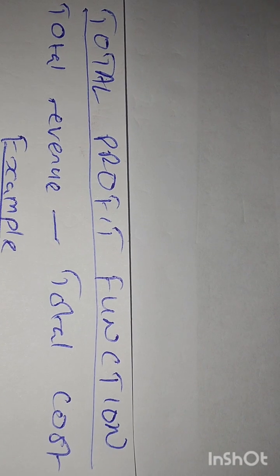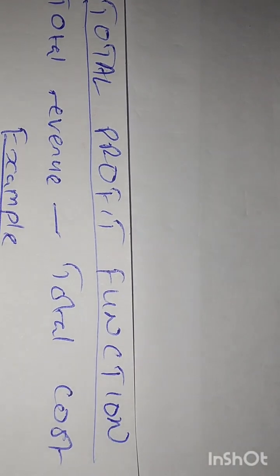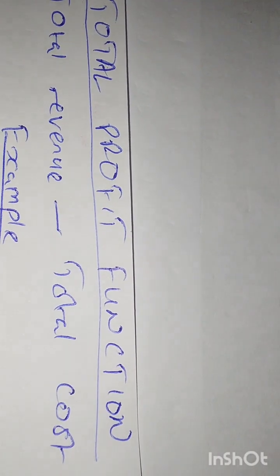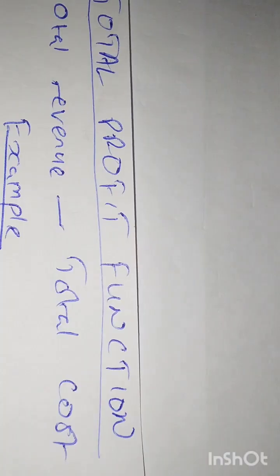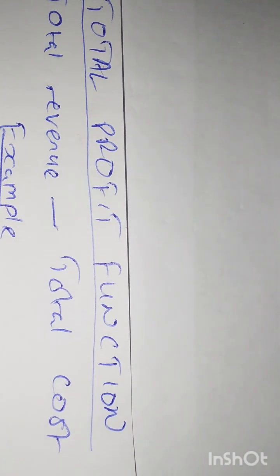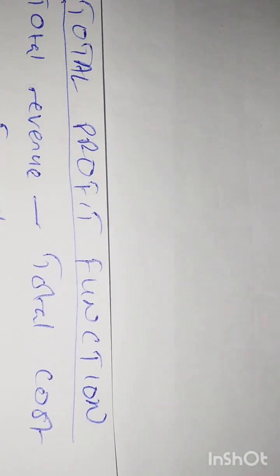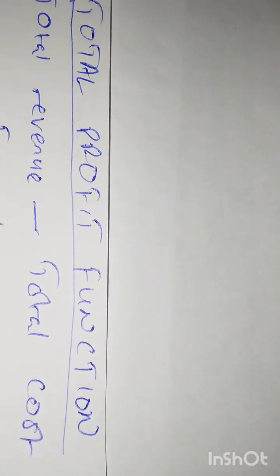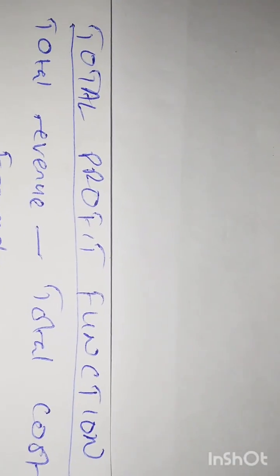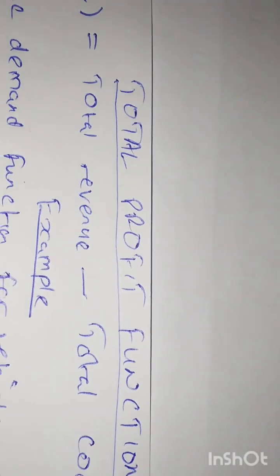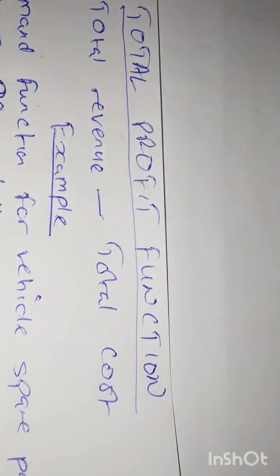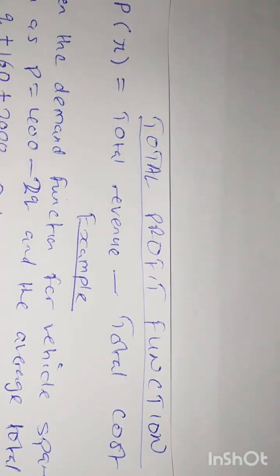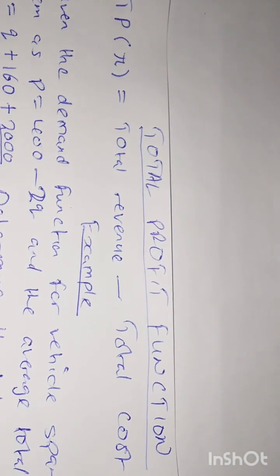Let's move on. Now that you have done total revenue and total cost, let's move on to the total profits function. Now we move to the total profit. The total profits function is obtained from the production of a single product. In general, the formula for total profit is equal to total revenue minus total cost. So we have an example here.